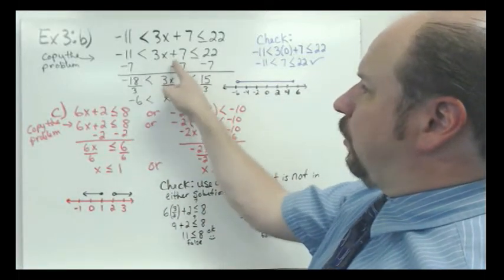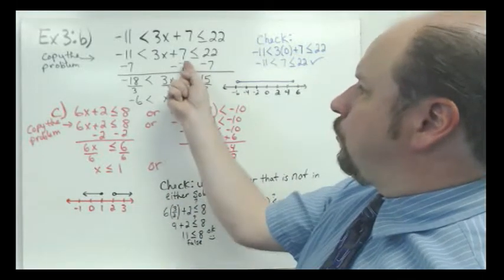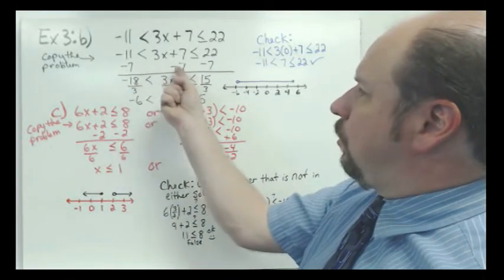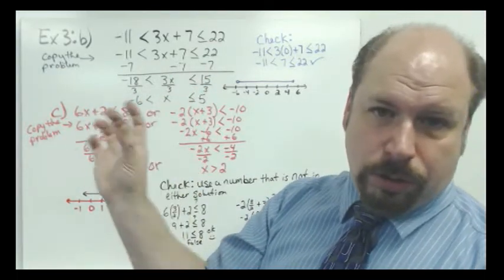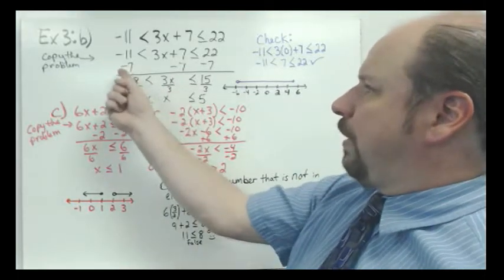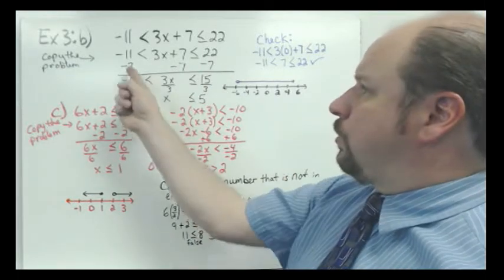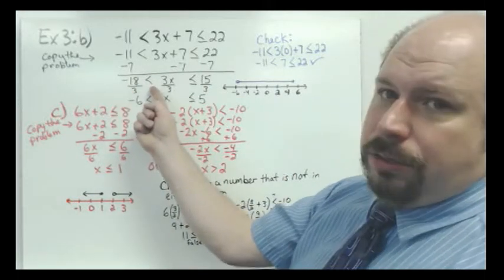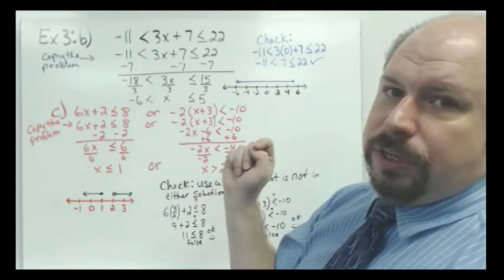So let's take a look in the middle. We want to get x all by itself in the middle. So to do that, we can subtract 7. And when we do, just like with an equation or inequality with two sides, we have to subtract it from both sides. Well, here we have to subtract 7 from all three parts. So when we do that, -18 is less than 3x is less than or equal to 15.